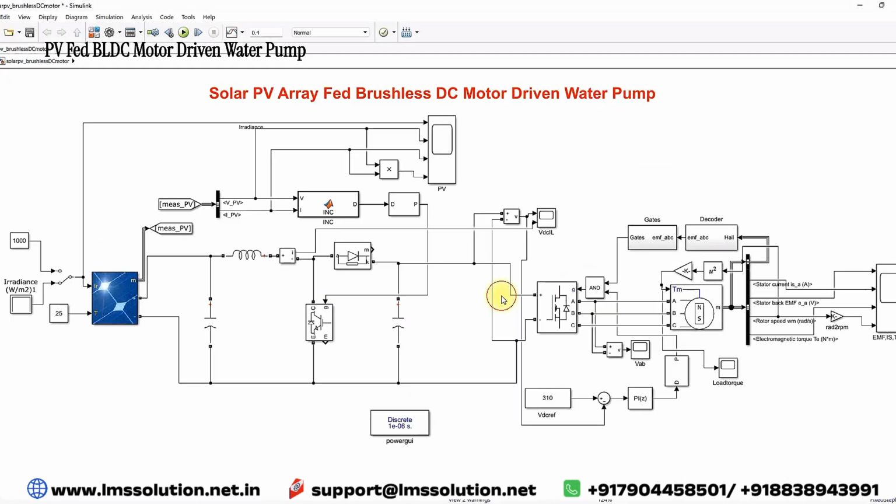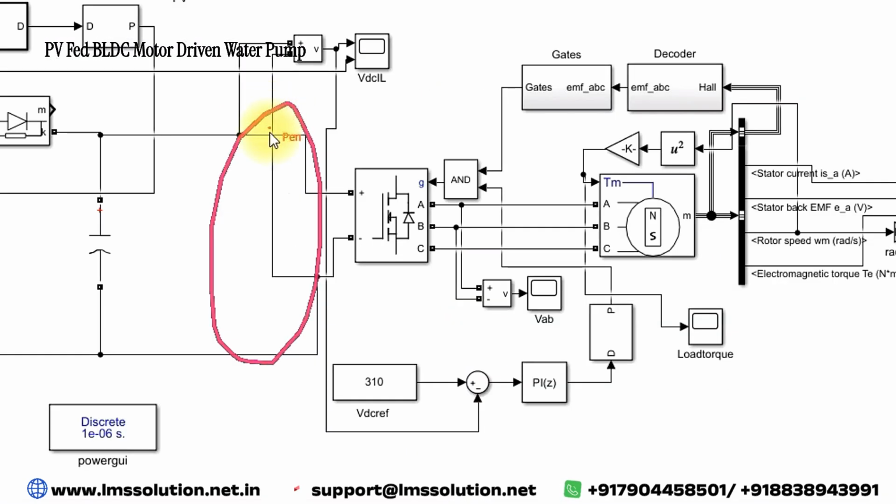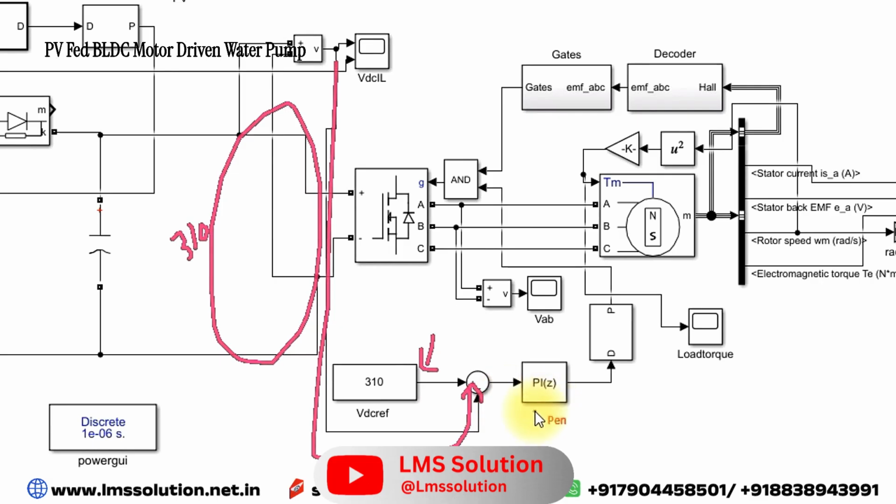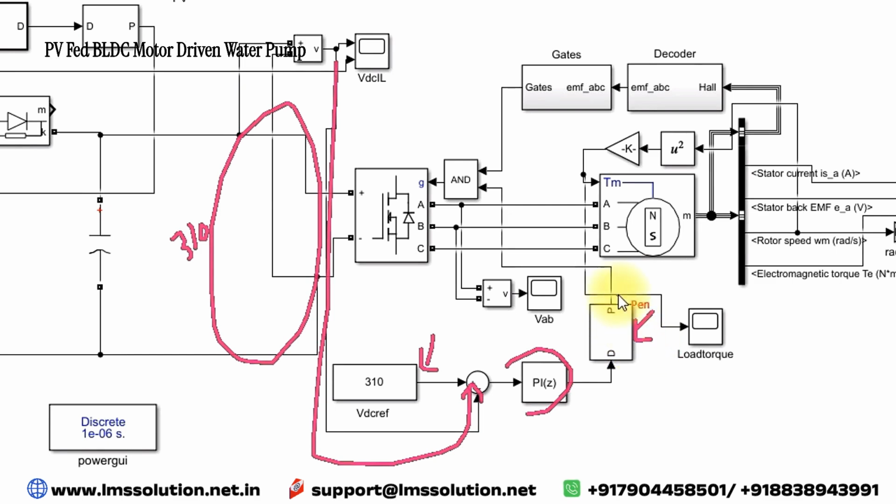And then here you can see this is the DC bus. Here we apply DC bus voltage control. We measure the DC bus voltage and compare it with 310 volts. Here we are going to maintain 310 volts, and the error is processed via the PI controller, and then this PI controller output is processed via this PWM generator, and it will generate a pulse.